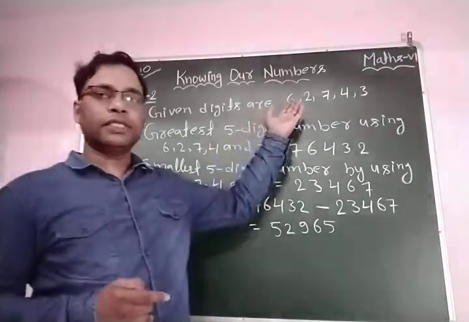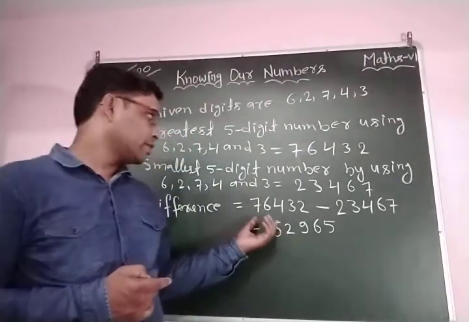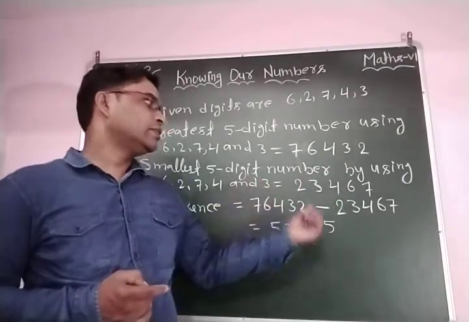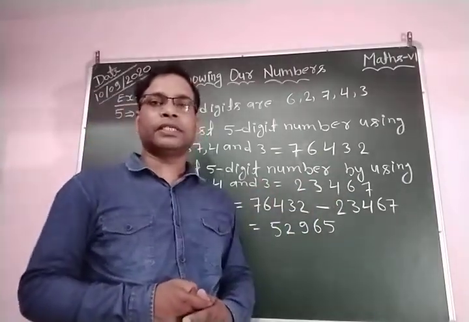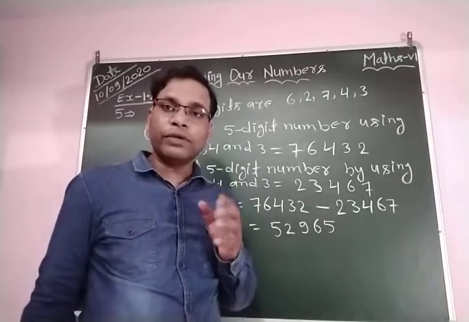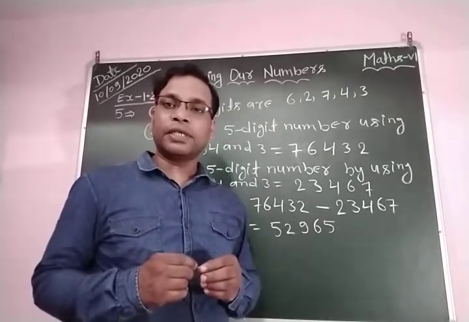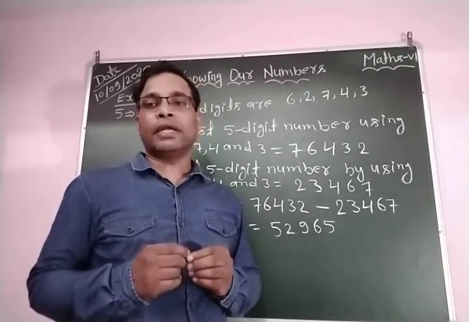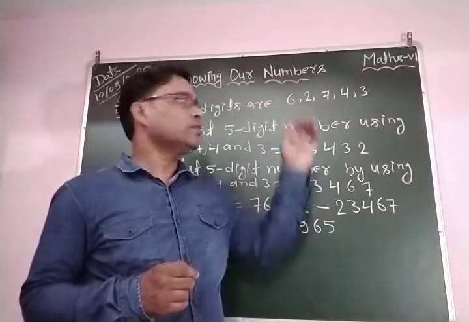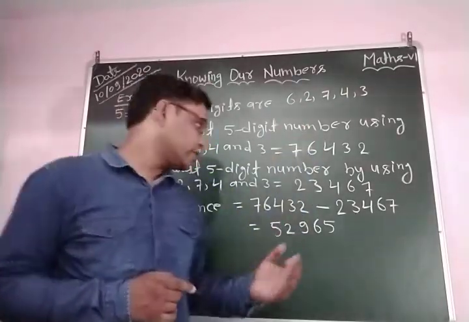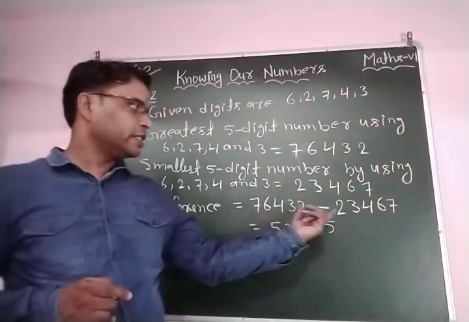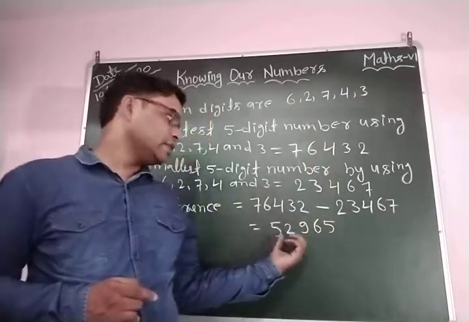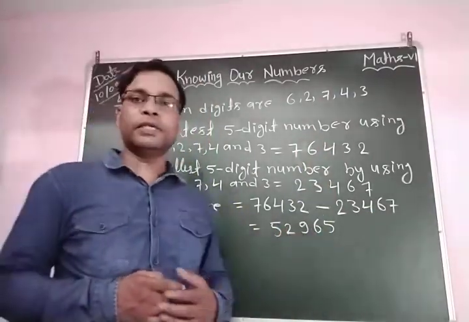After this we find the smallest 5-digit number using the given digits, which is 23,467. Now we need to find the difference of the greatest 5-digit number and the smallest 5-digit number using 6, 2, 7, 4, 3. Their difference is 52,965.